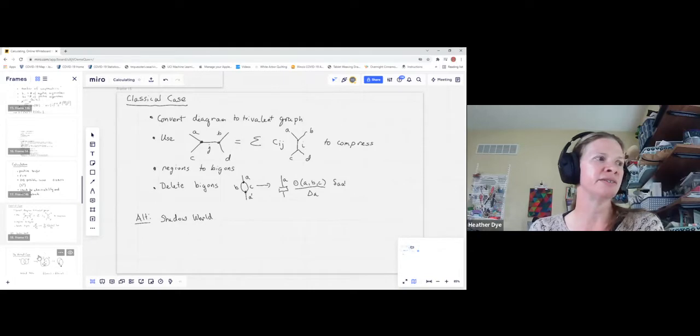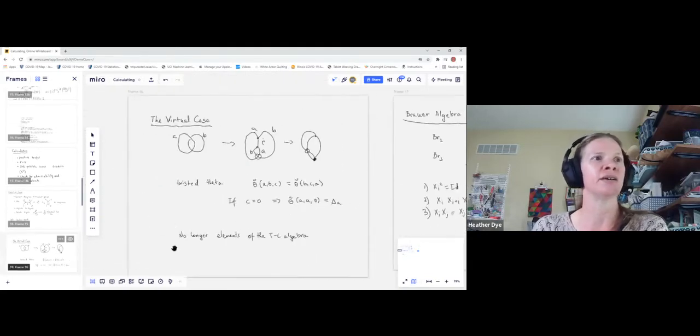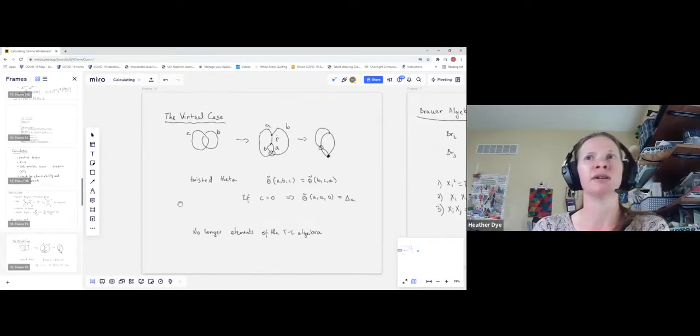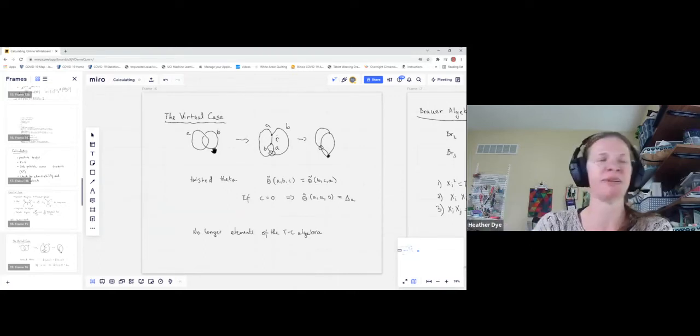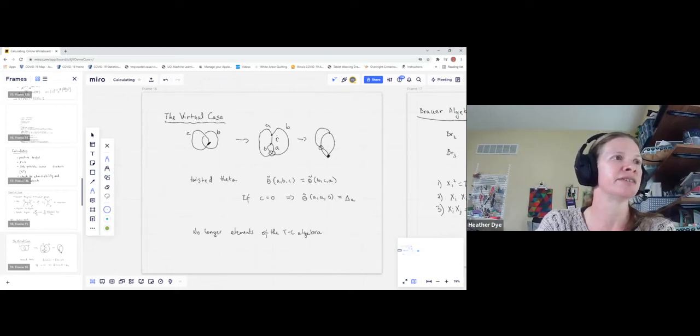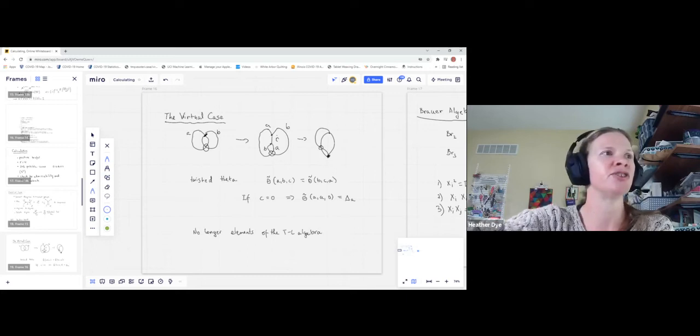So now we can talk about the virtual case, which is what we are interested in for doing the computations in Kauffman and Ogasa's paper. The first thing we can see is there are some problems. So here is the virtual Hopf link, which is basically one of the simplest virtual links that there is. And so we start to do our procedure.